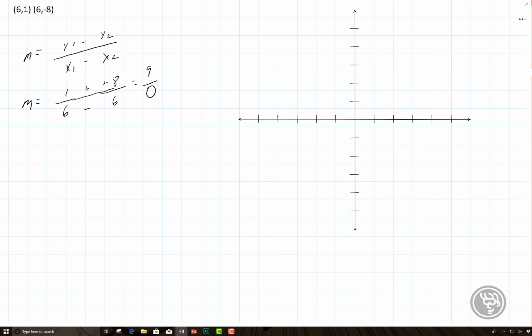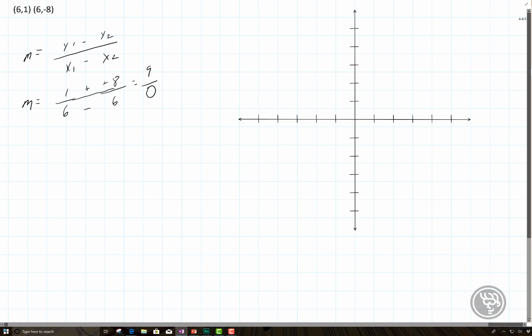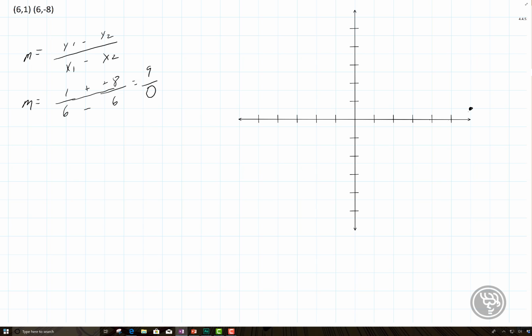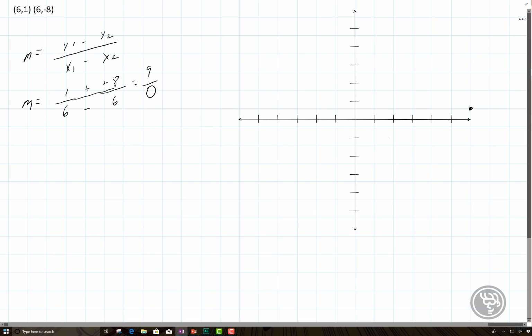So let's go ahead and plot this and see what this looks like. So we have a point at 6 and 1. So we're going to go 1, 2, 3, 4, 5, and then this is 6, and then up 1 is right here. And then we have 6 and negative 8. So we'll go 1, 2, 3, 4, 5, 6, 7, 8. So we'll say right about here. So this line's going to look something like this. It's basically a vertical line.